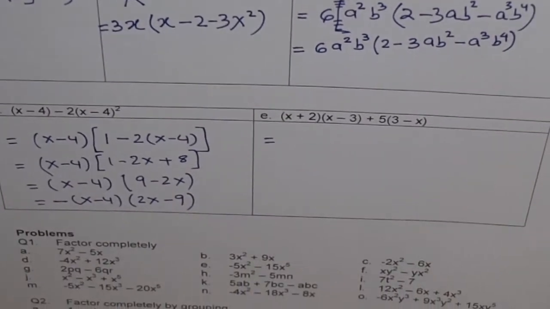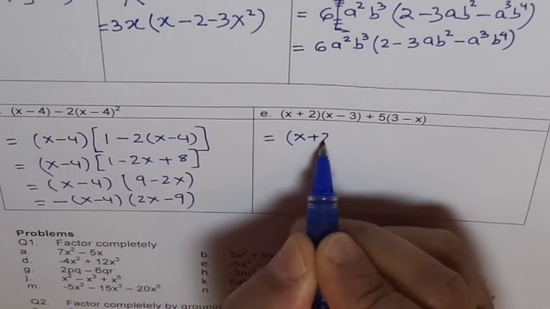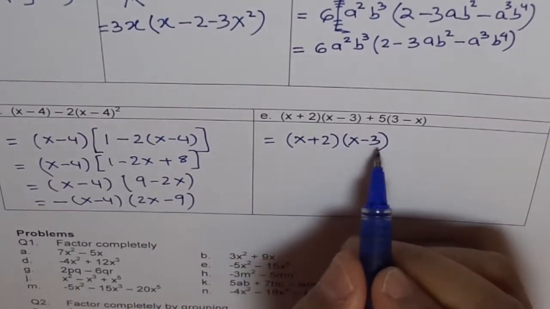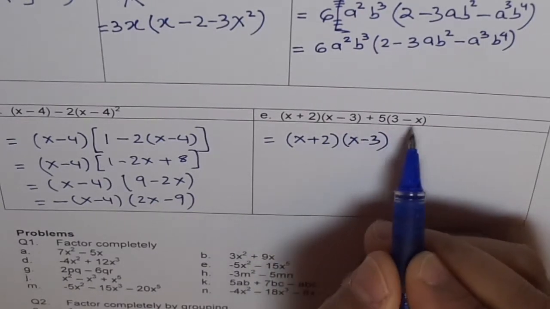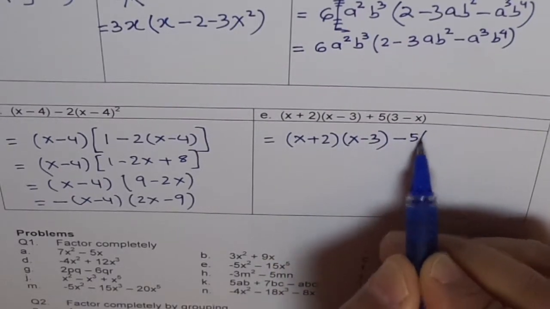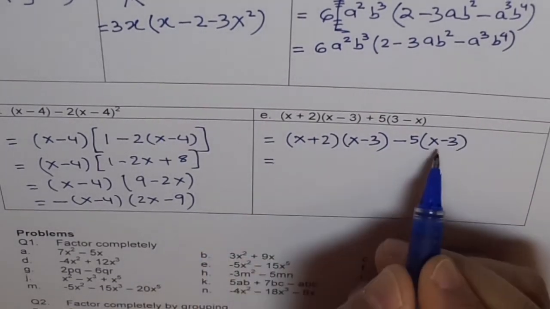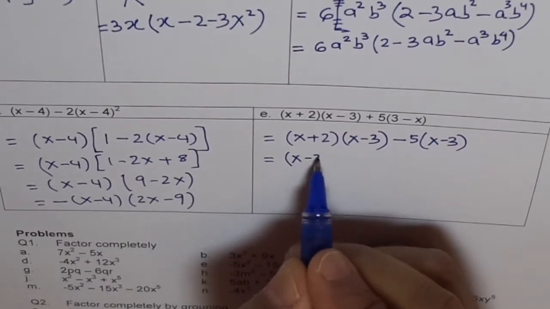So let's apply. We'll write the first term as it is, x plus 2 times x minus 3. Now x minus 3 and we got 3 minus x. So if I take minus outside, this will become x minus 3. So I'll do that. Minus 5 times x minus 3. Now x minus 3 is common. So we'll factor out x minus 3.